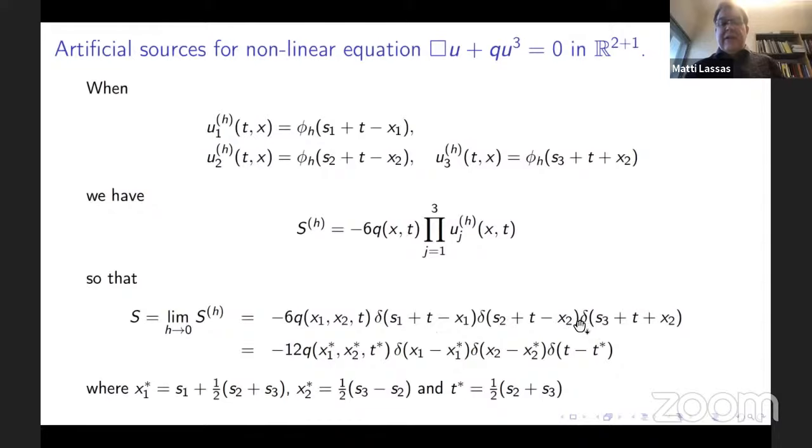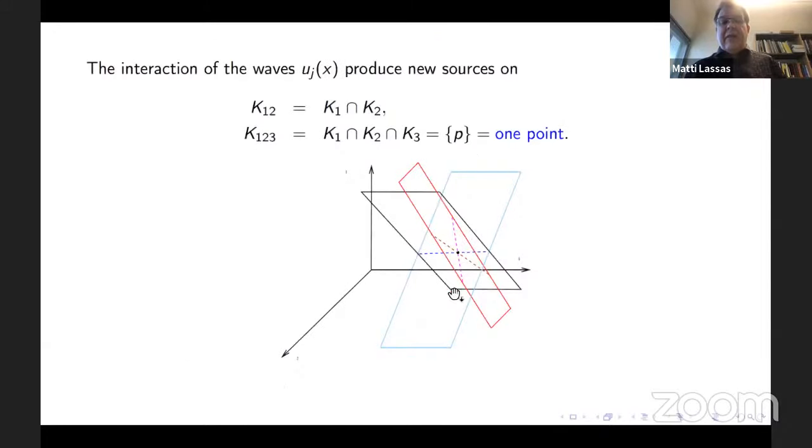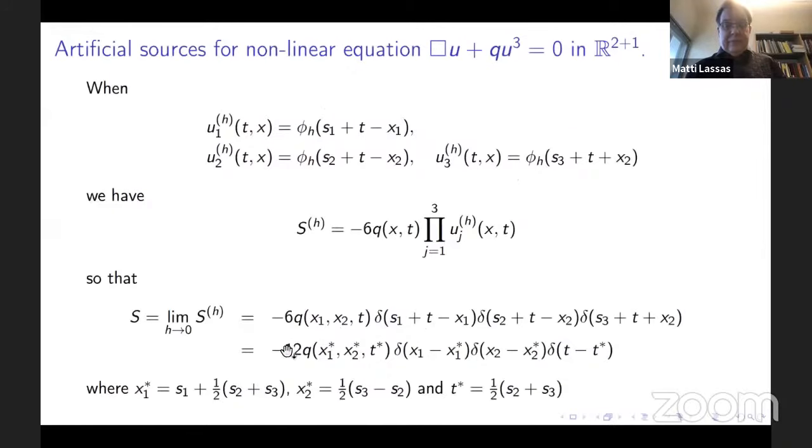And in the next slide, I will show that actually this product of these 3 delta functions can be written in a much simpler way. It is actually a delta distribution in the x1 variable, a delta distribution in the x2 variable, and a delta distribution in the t variable. So they correspond to this picture. I have delta distributions supported on planes. I multiply them together. I get the delta distribution supported at a point. And then I can compute the point where this delta distribution is supported. It is a simple computation of just linear algebra.